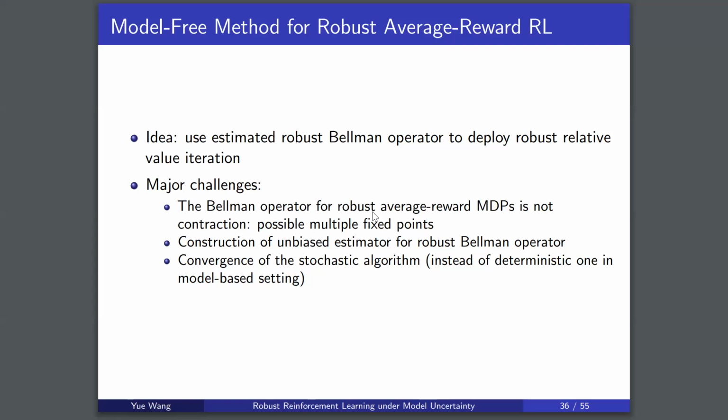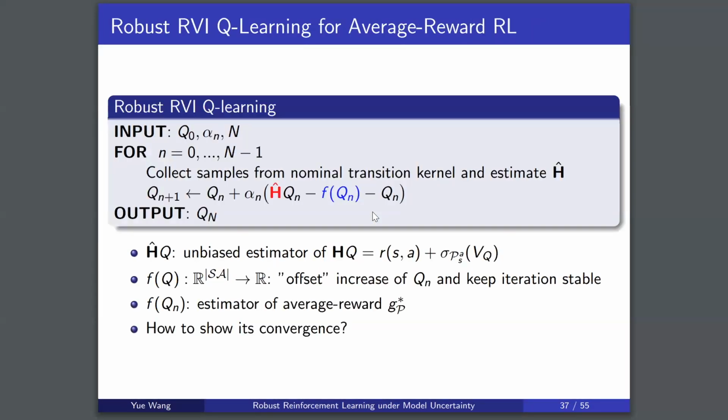And we need also to show the convergence of our stochastic algorithm, because in the model-free setting, all of our algorithm is developed on the data or the samples we are getting. So it's purely data-driven. So we need to show the convergence of this stochastic algorithm instead of the deterministic one in the model-based settings. So here we develop our robust RVIQ learning algorithm.